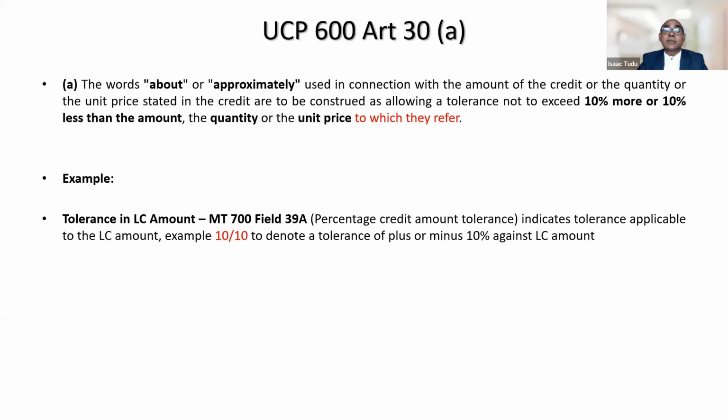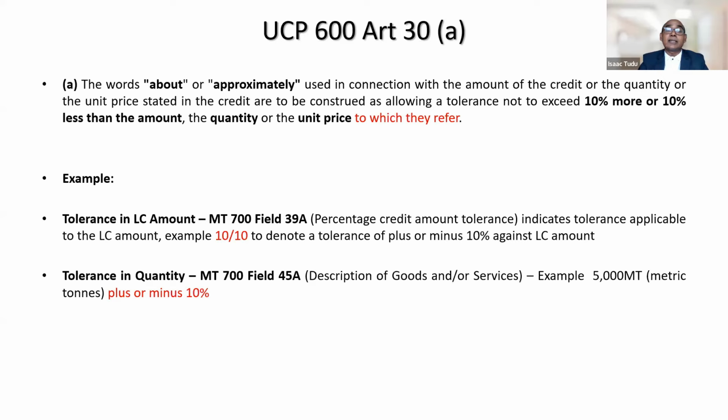Example, tolerance in LC amount: MT700, field number 39A, percentage credit amount tolerance. It will indicate tolerance applicable to the LC amount only. For example, 10 by 10 means a tolerance of plus or minus 10% against the LC amount. Like that, tolerance in quantity: MT700, field number 45A, description of goods or services. Example, 5,000 metric ton plus or minus 10% means plus or minus 10% tolerance is applicable against the quantity.